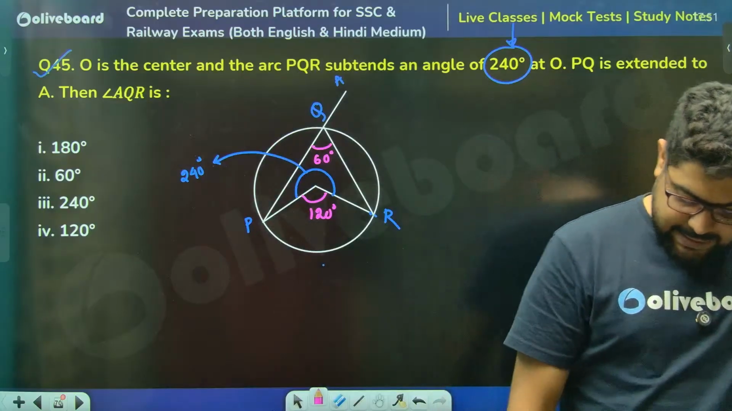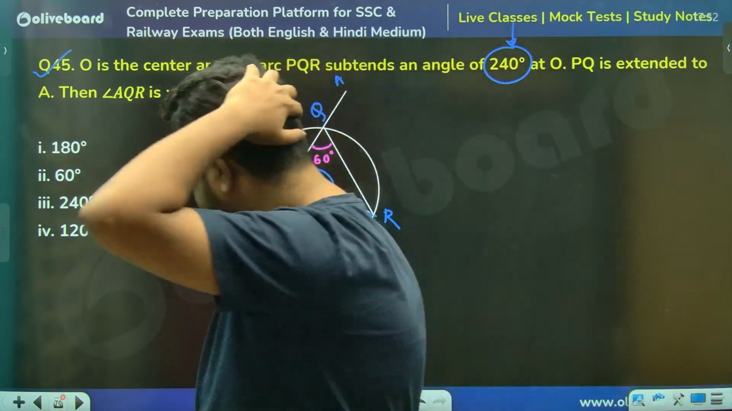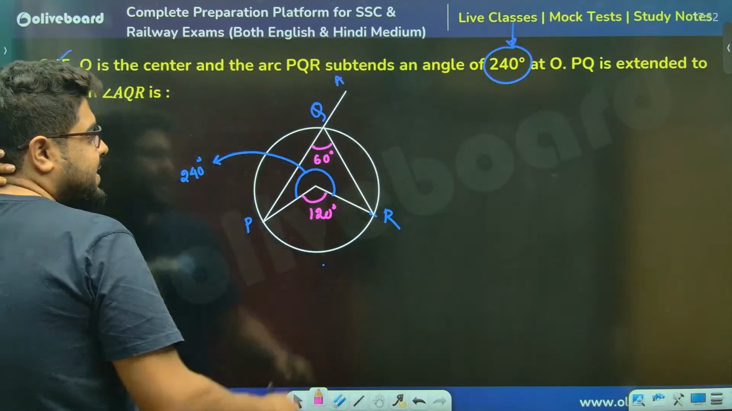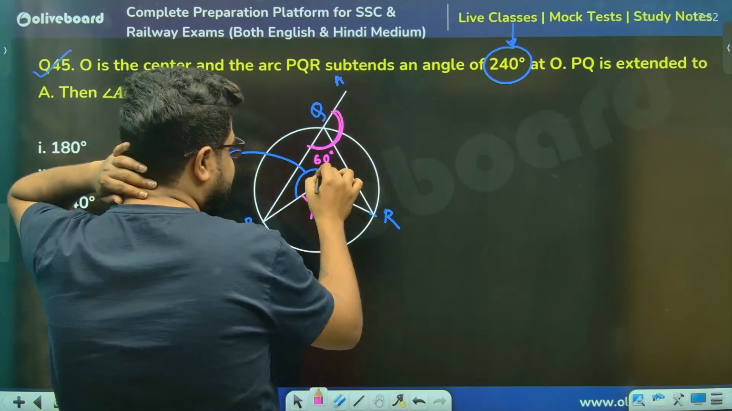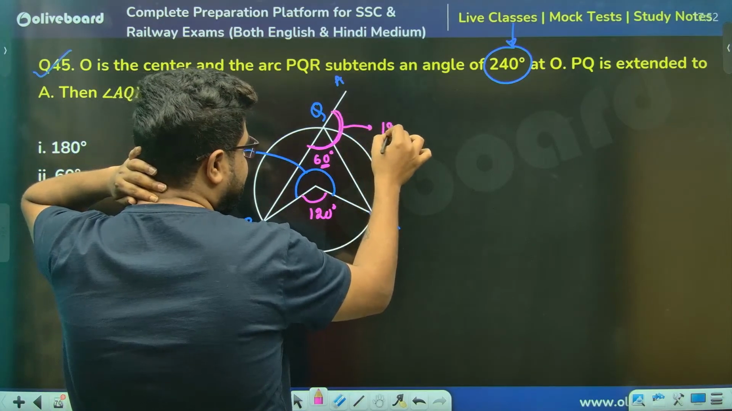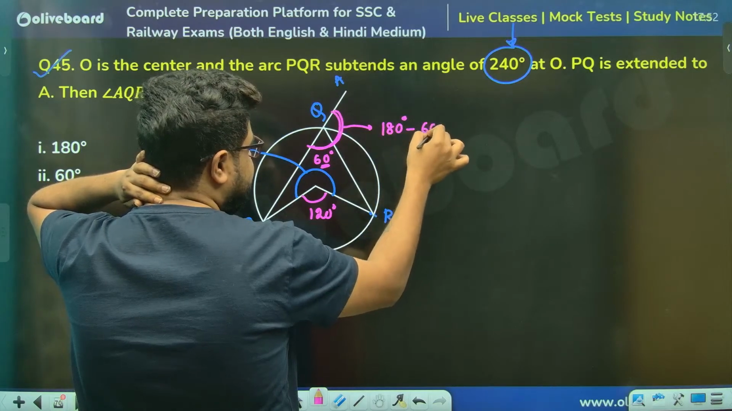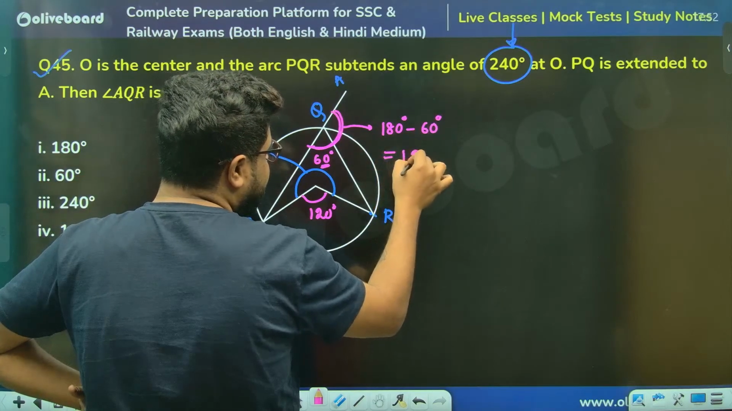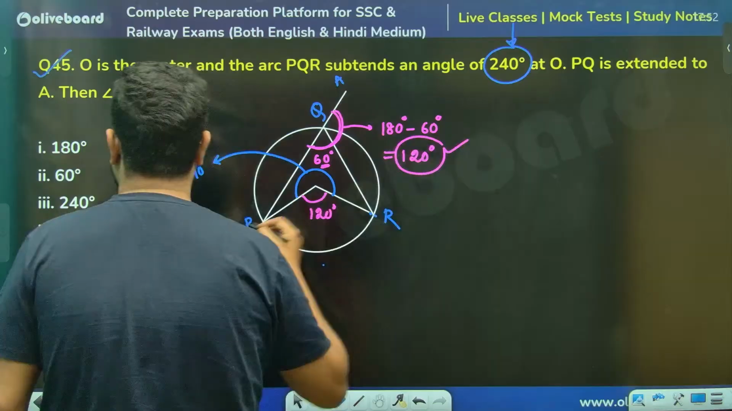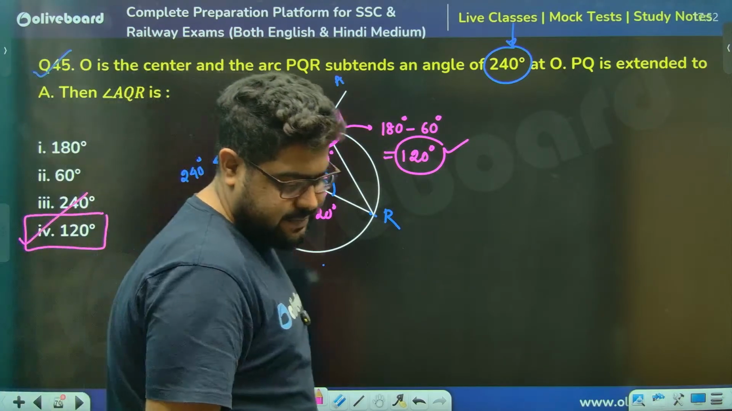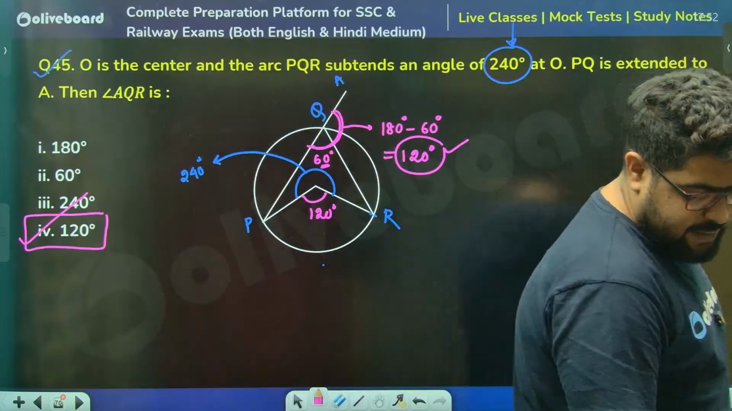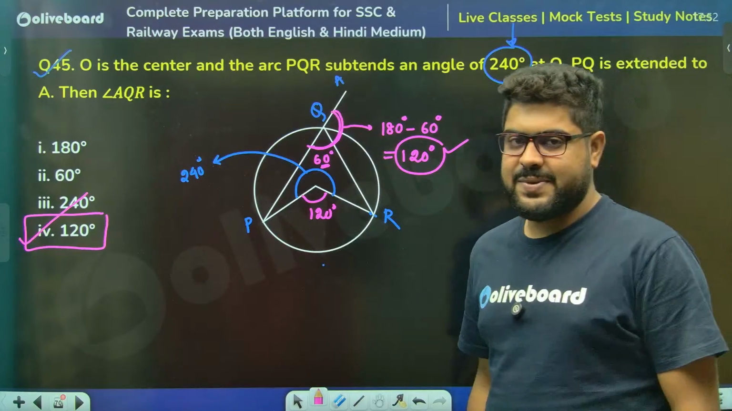Raghu is saying 120. Let's see. Sir, actually, the total again here is 180. If this is 60 degrees, then what will be this? Can I say 180 degrees minus 60 degrees? So this will be 120 degrees, and that is your answer. Option number 4, sir. Clear, everyone?